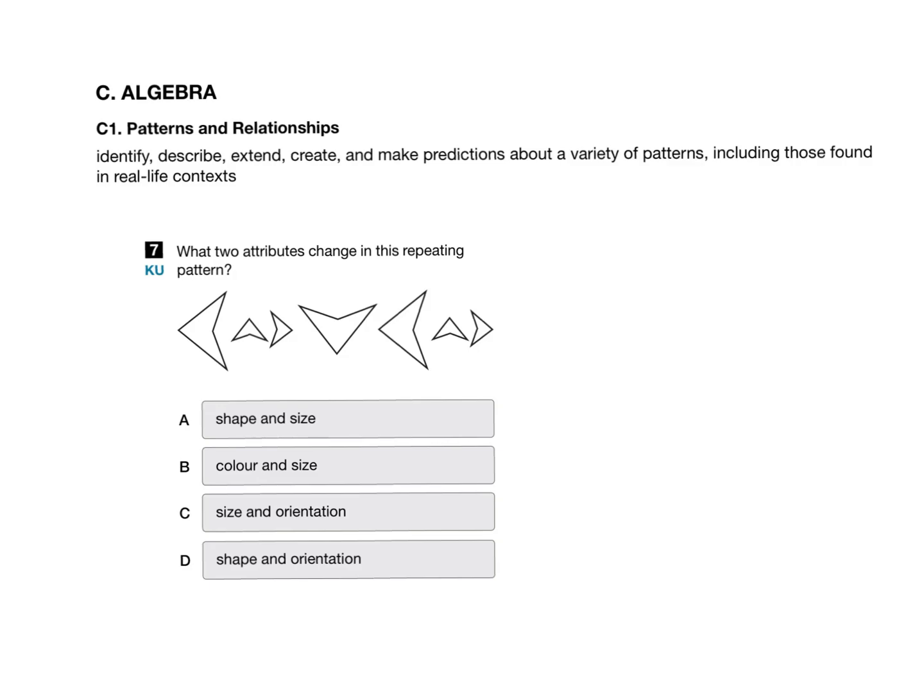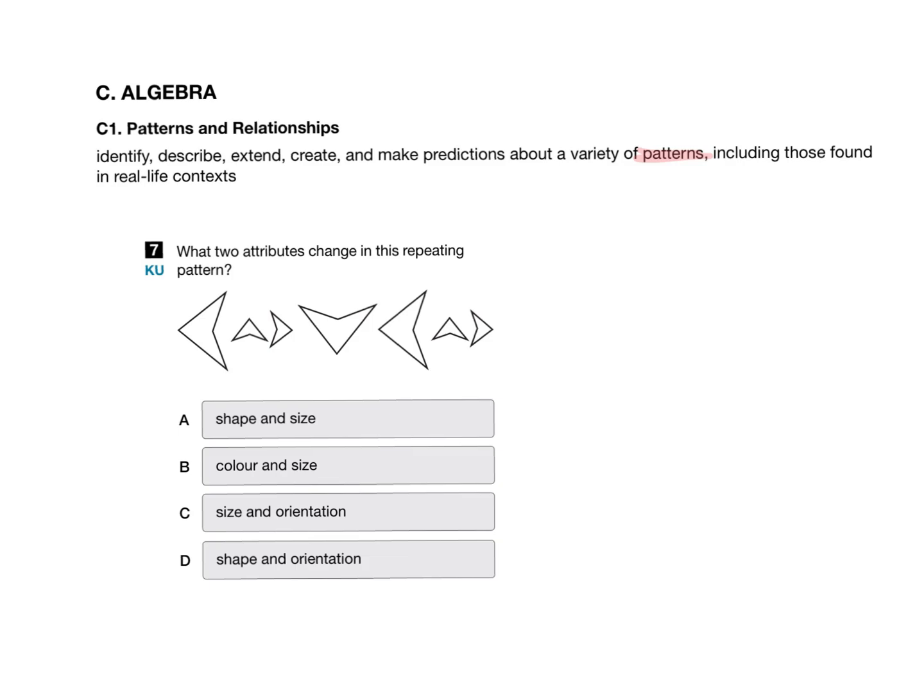Okay, so for today's EQAO prep lesson, we're going to be looking at the algebra strand, specifically patterns and relationships. So for today, we are going to identify, describe, extend, create, and make predictions about a variety of patterns, including those found in real-life contexts. So let's look at the first knowledge question here, number 7.